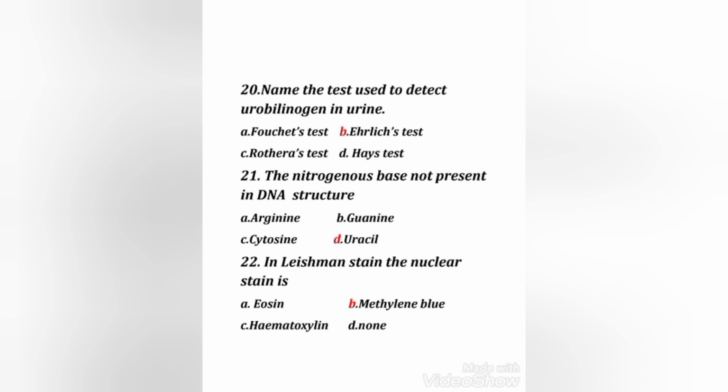Before staining, we have to dilute the stain with a phosphate buffer and adjust the pH to 6.8 or 7.2, depending on the specific test used. pH 6.8 is preferred when the morphology of blood cells is to be examined, and pH 7.2 is good for parasitic studies. It contains two components, eosin and methylene blue. Eosin is an acidic dye which stains the cytoplasm, and methylene blue is a basic dye which stains the nucleus. In Leishman stain, the nuclear stain is methylene blue. The right answer is option B.